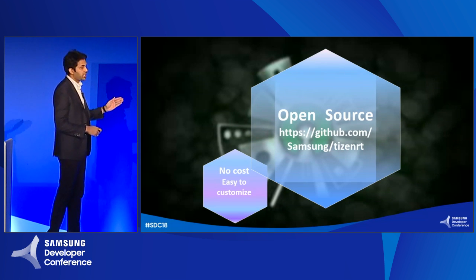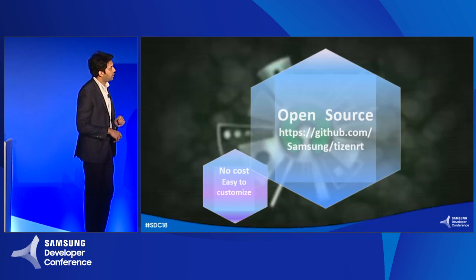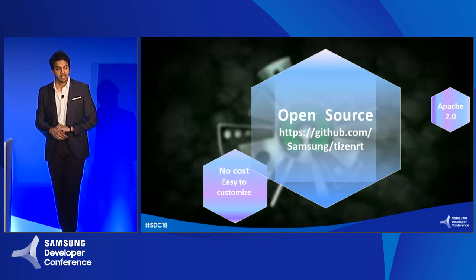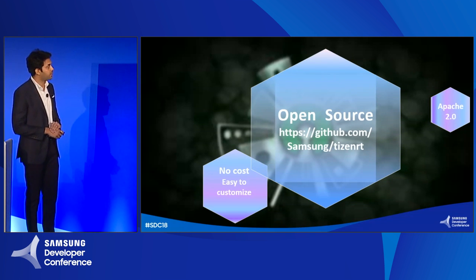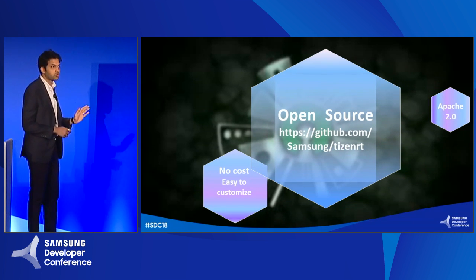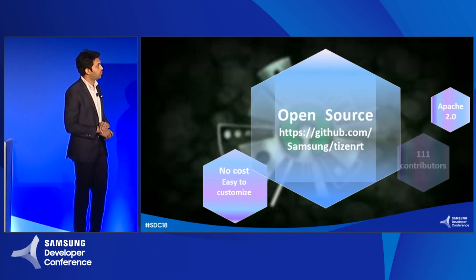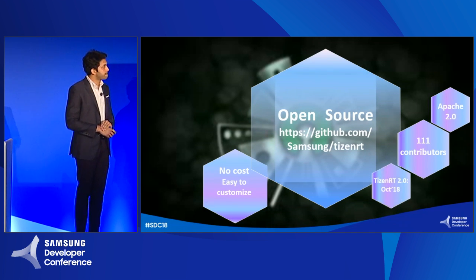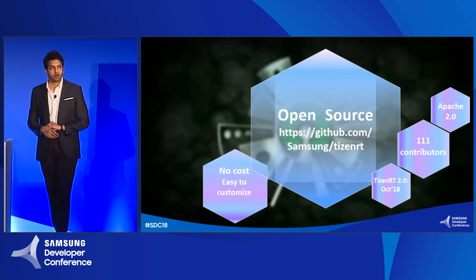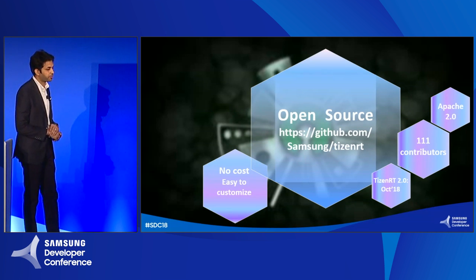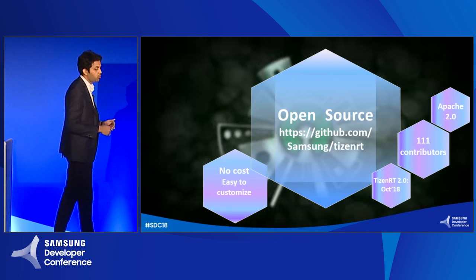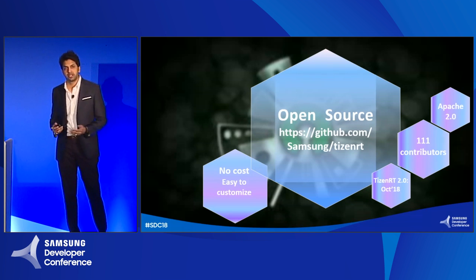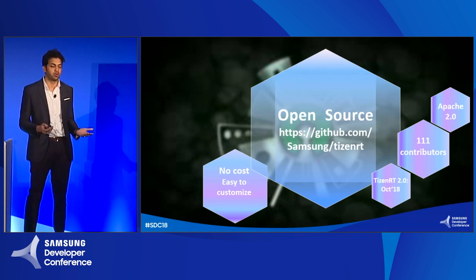So the first thing I would like to say is that we open sourced it. You can find the full source code of this platform on GitHub, under the Apache 2.0 license, which says that it's almost free and we don't have any restrictions. We already have more than 100 contributors as of now. And we released the TizenRT 2.0 platform in the last month of this year. The advantage of open source is that we wanted developers to have hands-on with no cost, it's easy to customize, and we get contributions from different developers all around the world.